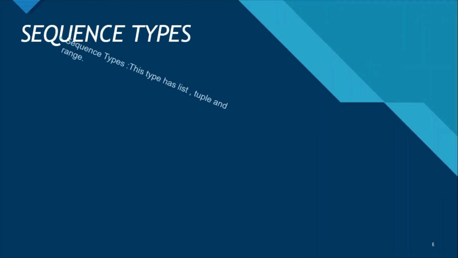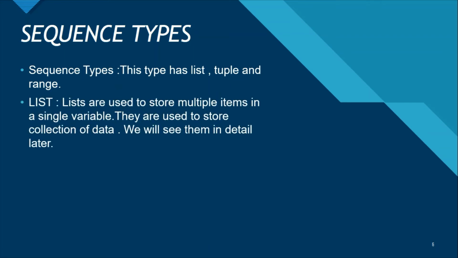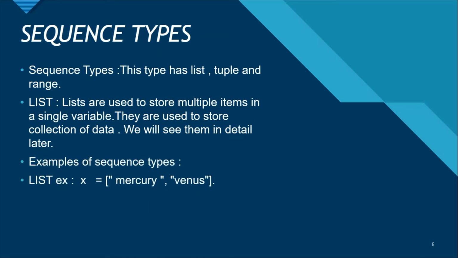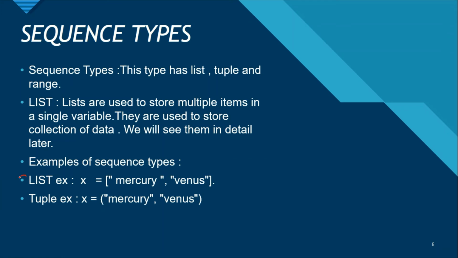Sequence types. This type has list, tuple and range. Lists are used to store multiple items in a single variable. They are used to store a collection of data. We will see them in detail later. Examples of sequence types: list, example x is equal to Mercury and Venus, and tuple, example x is equal to Mercury, Venus. We see one difference, that is the brackets, but we'll discuss both of these data types, list and tuple, in future videos.